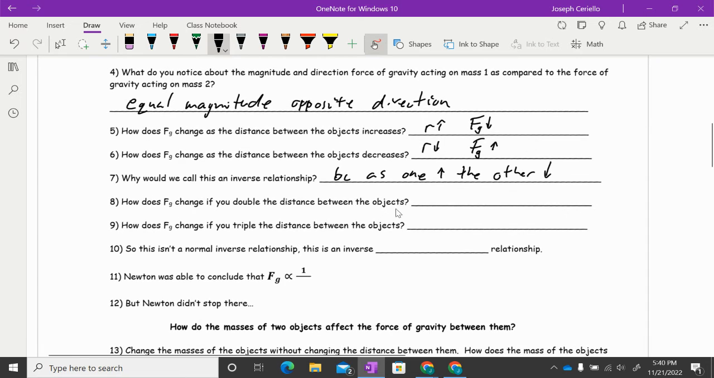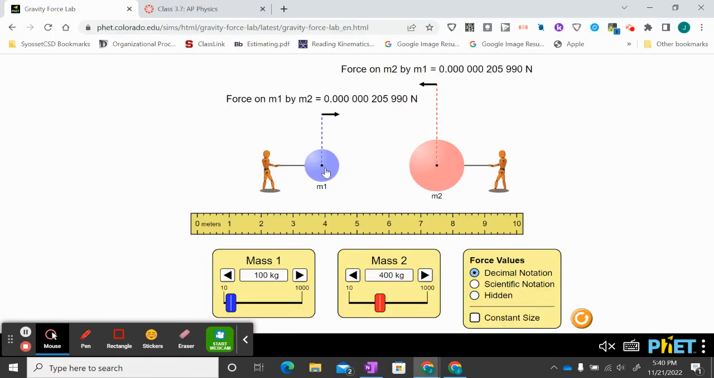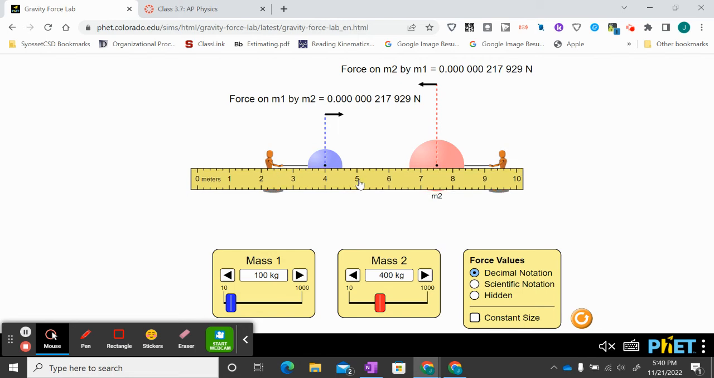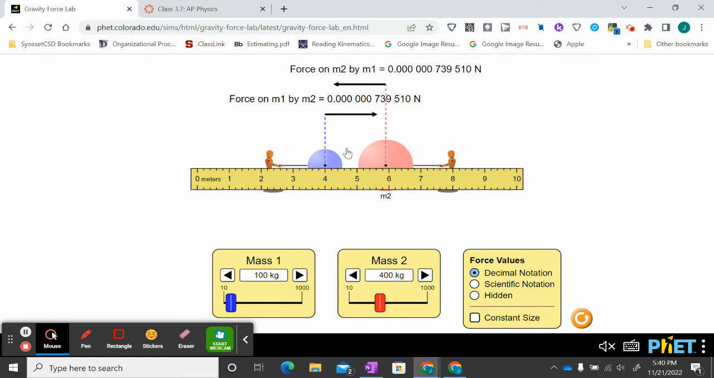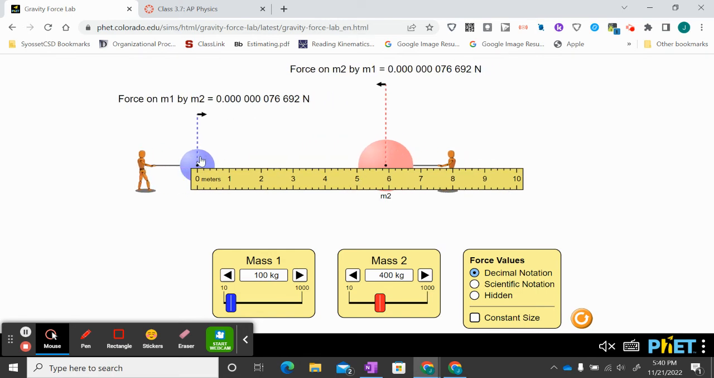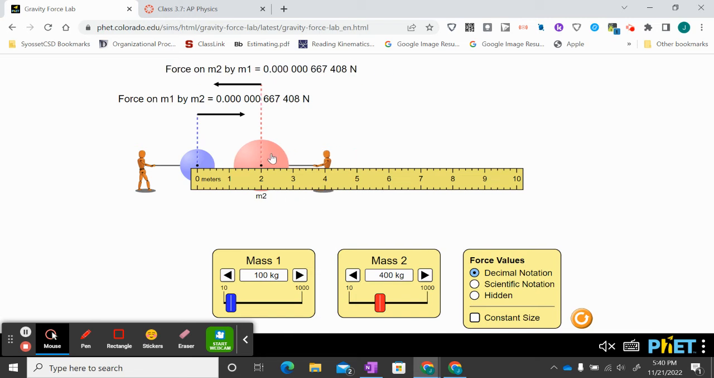So what happens if you double the distance between two objects? So let's see if we can do this. So I'm going to set the objects, let's put them 2 meters apart. So you have this ruler here. You could actually move it up to make sure that they're pretty accurate. So let's keep it easy. Let's put this guy at 0. Let's put this guy at 2. All right. Let's do scientific notation. That should be a little easier to see. You'll notice we have 6.67 times 10 to the negative 7 newtons.